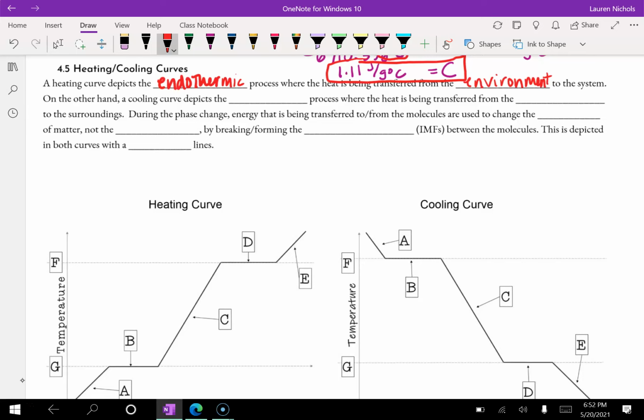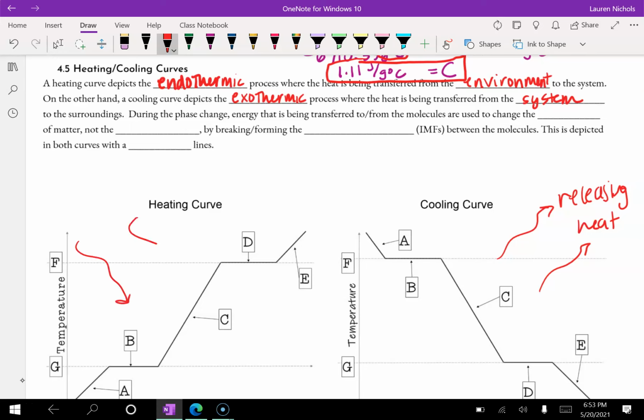On the other hand, a cooling curve depicts the exothermic process where the heat is being transferred from the system to the surroundings or the environment. So a cooling curve is cooling down because it is releasing heat, whereas a heating curve is heating up because whatever your thing is, it's absorbing the heat, which causes the overall temperature to rise.